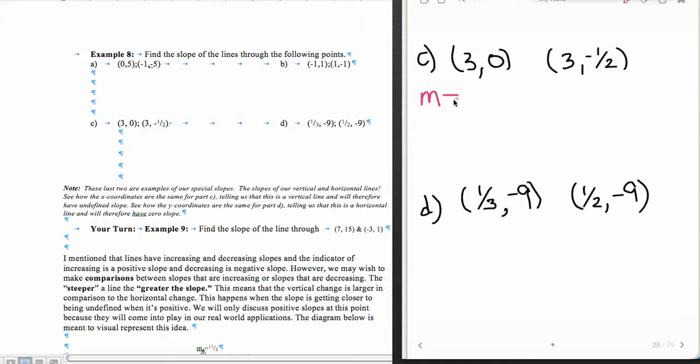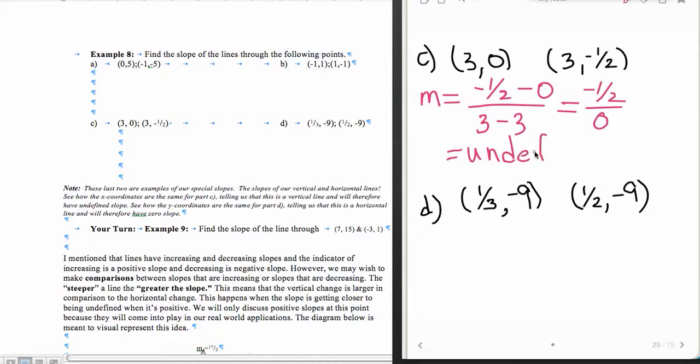So m is equal to y2, negative 1/2, I'll call this, minus y1, we'll call that 0, over x2, 3, minus x1, which is 3. And so now we're going to simplify this. Negative 1/2 minus 0 is a negative 1/2, and 3 minus 3 is 0. And we know that anything divided by 0 is undefined. And so what we see is that we have an undefined slope.